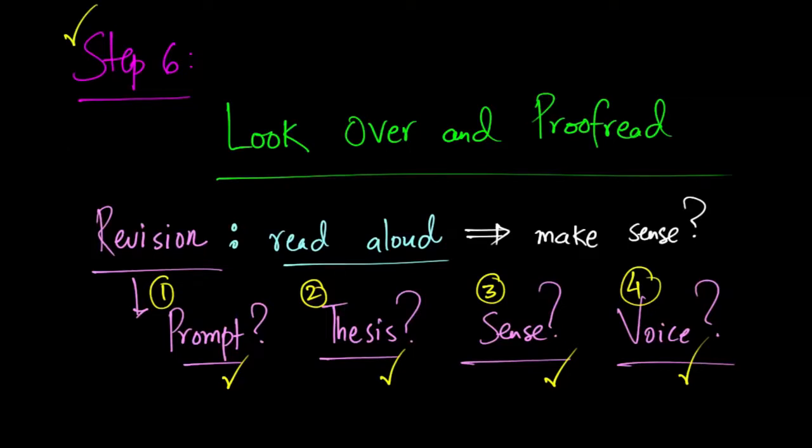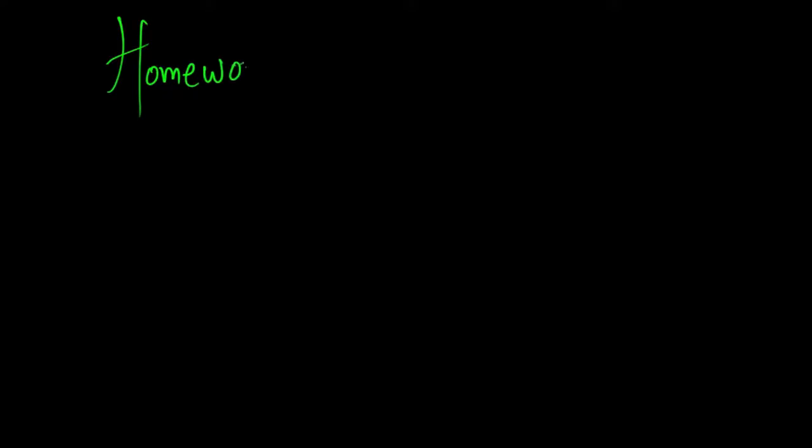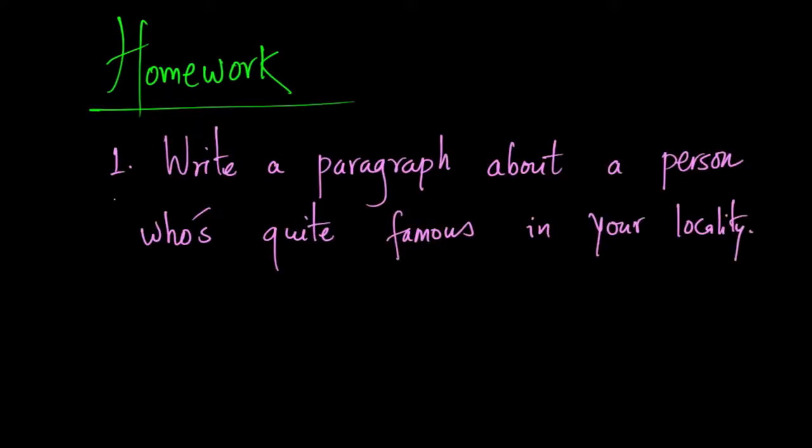Now I'm going to give you one homework. Write a paragraph about a person who's quite famous in your locality. You can follow all the 6 rules that I just listed. First, do the research. Secondly, think about the topic sentence, the thesis statement and all the controlling ideas. Then write the body, the main controlling idea. Think about the meaning that is associated with your paragraph, and finally write the concluding sentence.